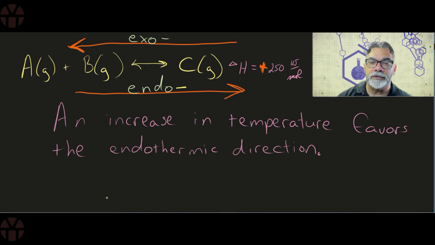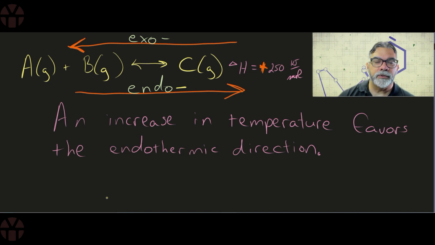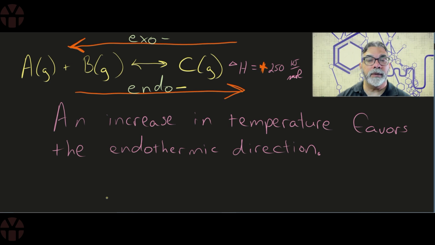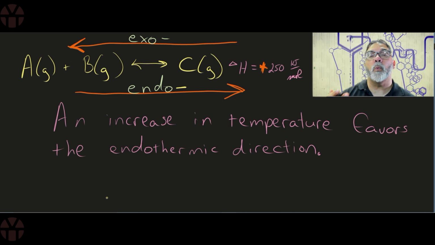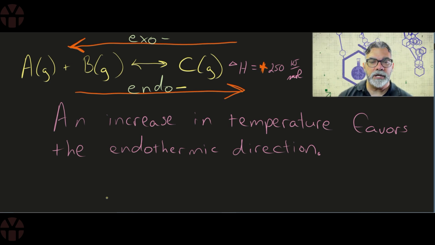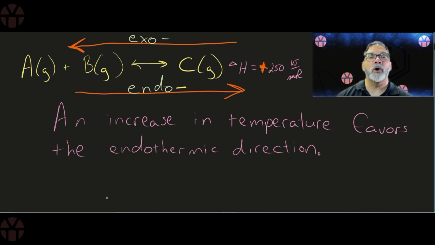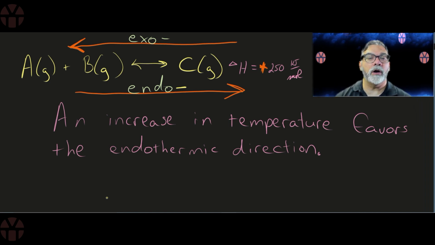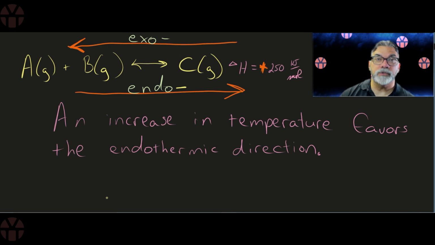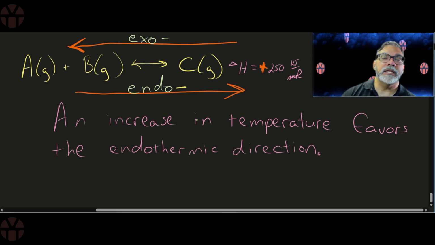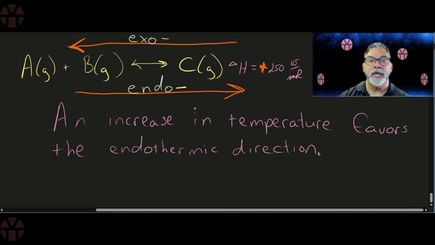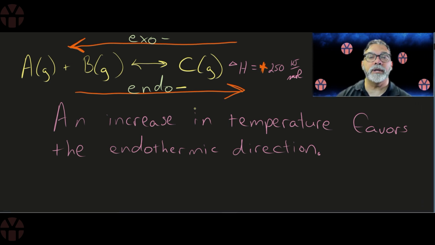But for reasons that we'll get to, when you increase the temperature, if it is endothermic, meaning the reaction requires the input of energy, you are going to alter the value of K so that it produces more of those products. In other words, in this particular case, if you increase the temperature, the value of K is going to increase.